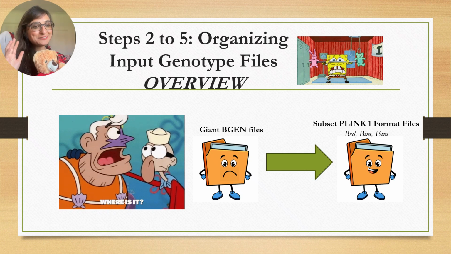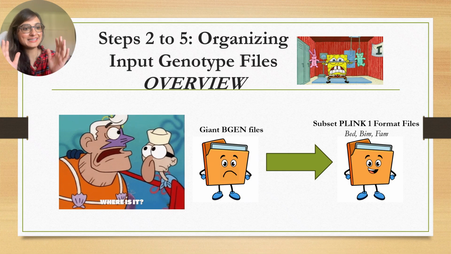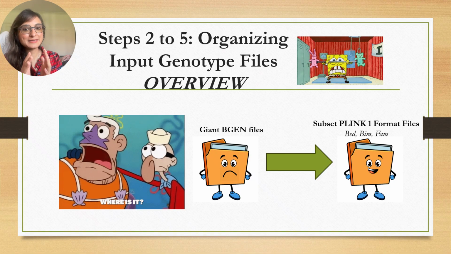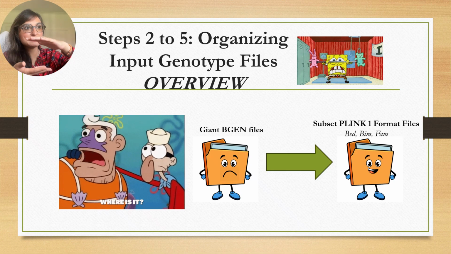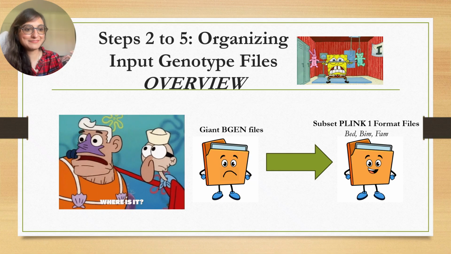So in steps 2 to 5, I'm going to show you how we can crush and subset these giant BGEN files that have millions of variants down to a smaller BGEN file, and then how we can also convert that to a PLINK1 format, BED, BIM, and FAM files.